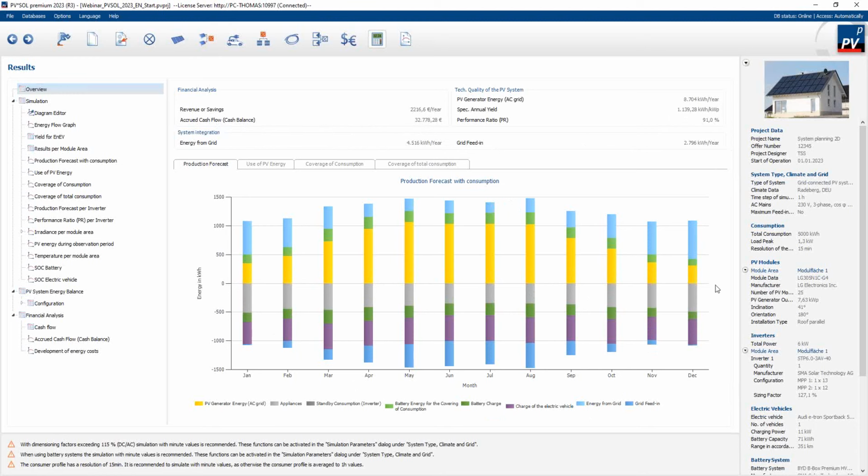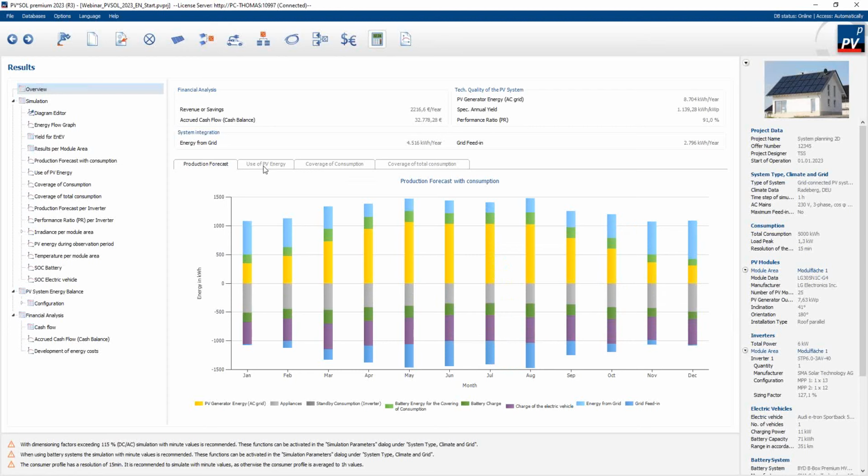Below, this is the balancing graph. Above the zero line is what comes in, what we have in our system. This is, of course, PV generator power, as well as battery energy, and there's energy from the grid. And below the zero line is the information where we have used our power: to cover the consumption, to charge a battery, to charge our electric vehicle, and sometimes we need to feed our energy into the grid because we cannot use it.